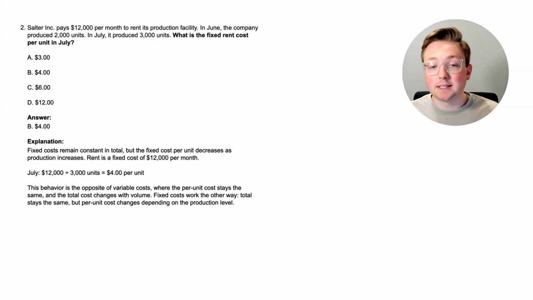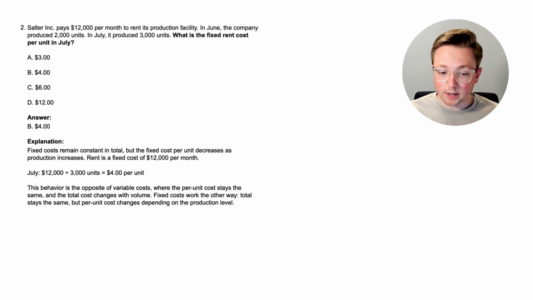Fixed cost remains constant in total, but the fixed cost per unit decreases as production increases and vice versa. Rent is a fixed cost of $12,000 per month. So July, $12,000 was the rent. Divide that by 3,000 units, and it was $4 per unit of fixed cost. Now, again, that would have been different if we were looking at June. June had 2,000 units, so it would have been $12,000 divided by 2,000, giving you $6 per unit. So that is the fixed cost per unit.